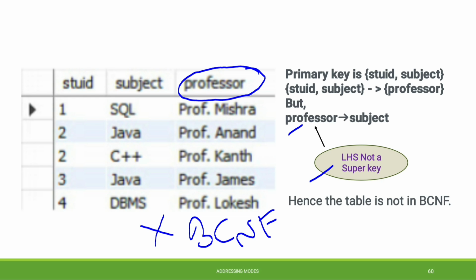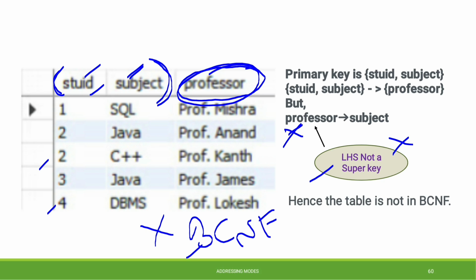Super key means a single attribute or set of attributes which are used to uniquely identify a row in a relation. Here, to identify any row, the attribute values student ID and subject both are required. So these are prime attributes, and together they form the super key. But professor is not a super key. This professor attribute is not a super key. LHS is not a super key, and hence this is not in BCNF.